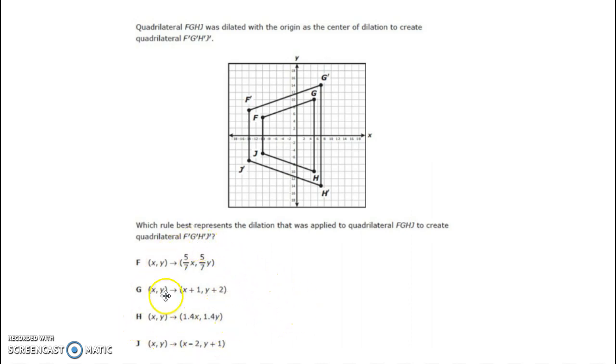Another way to look at these answers is like the question before. We know G is not going to work because they're adding that. We know J is not going to work. They're adding and subtracting. F, they are multiplying, and H, they are multiplying. So you just need to figure out which scale factor is correct.